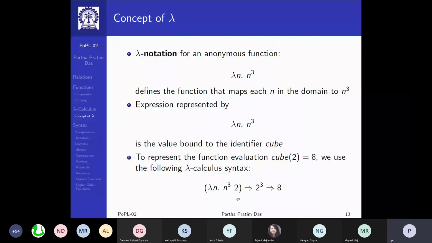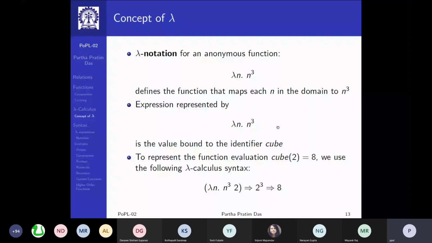Think about that. It means you replace 2 for n in the body of the function, it becomes 2 cube, and the result is 8. Right. So this is how a function abstraction and a function application is conceived in lambda notation.